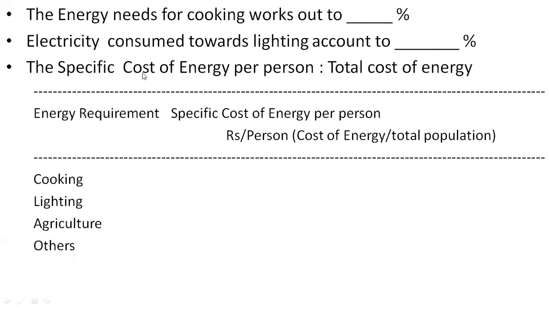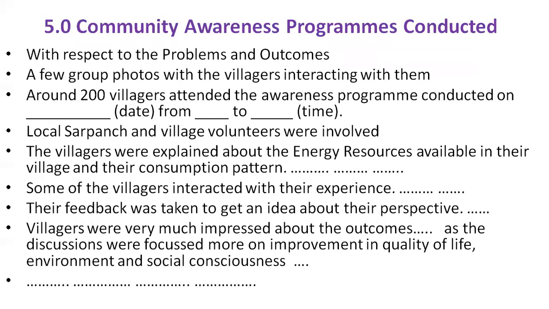You can also calculate specific cost of energy per person. This is the total cost of energy divided by total population. You can say for cooking so much, lighting so much, agriculture so much, and others so much. You can arrive at this figure, which is not a great thing.